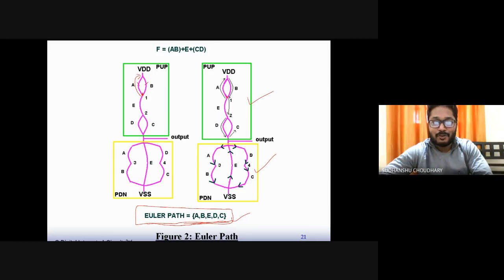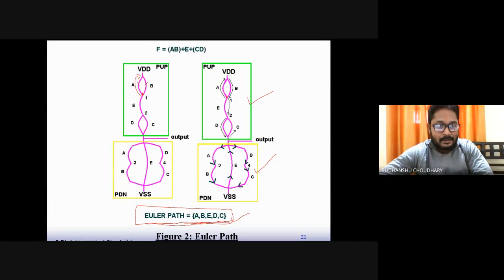The other path could be A, B, E, D, C also, because the pull-up and pull-down networks are both sharing the same path. So both are possible. It can have two different paths, but the main thing is that the path should be the same for both the pull-up and pull-down network.